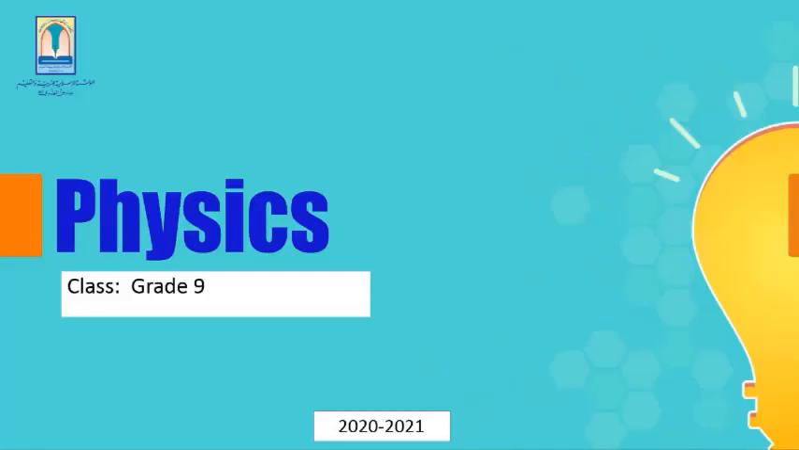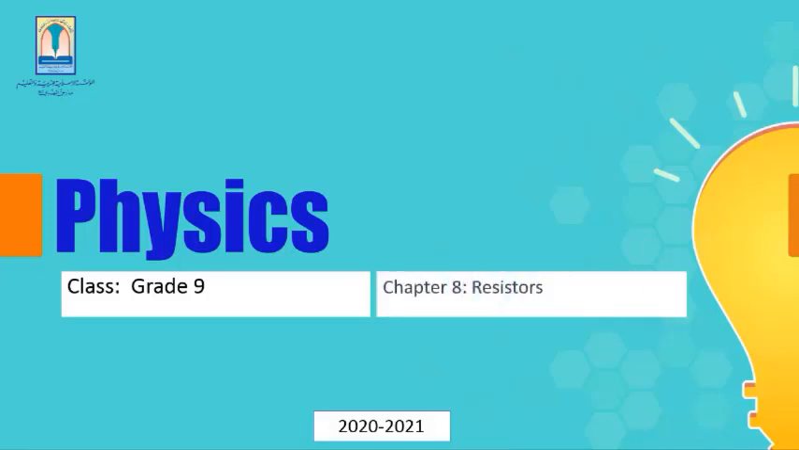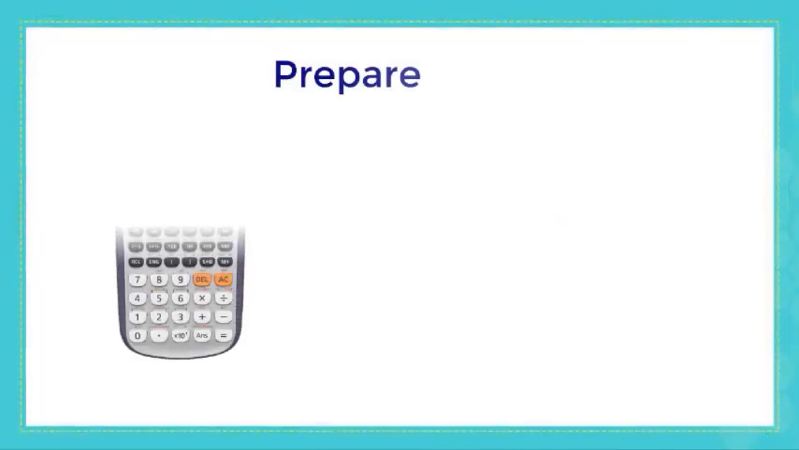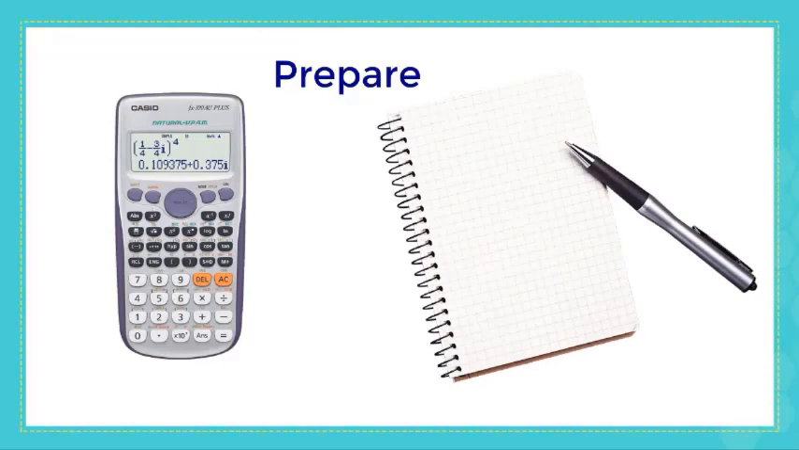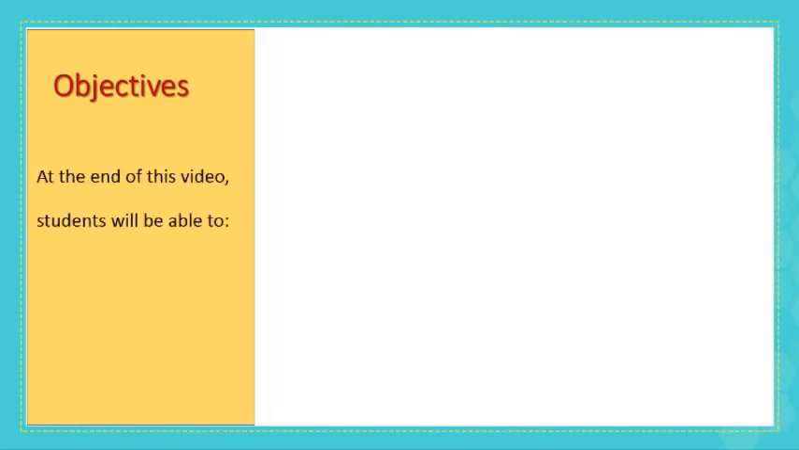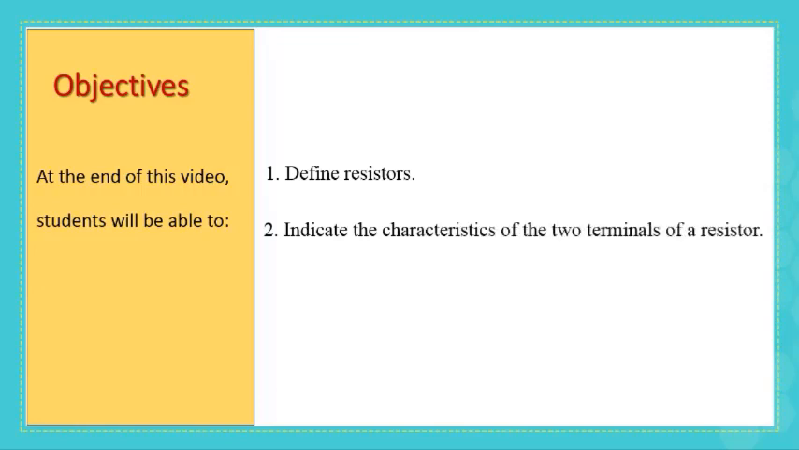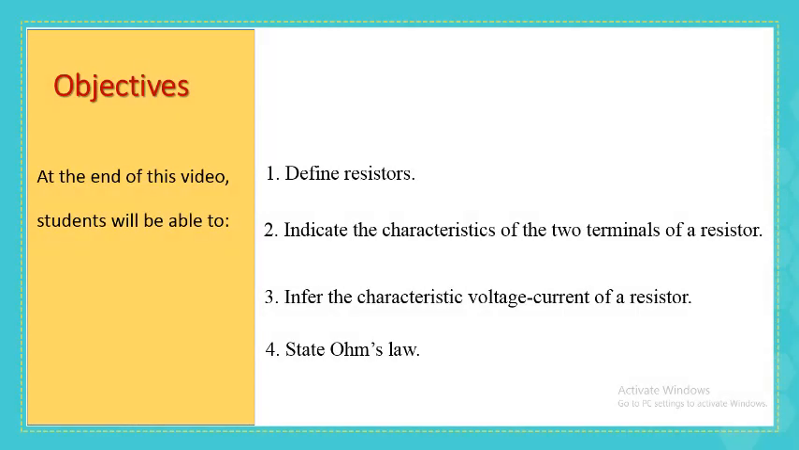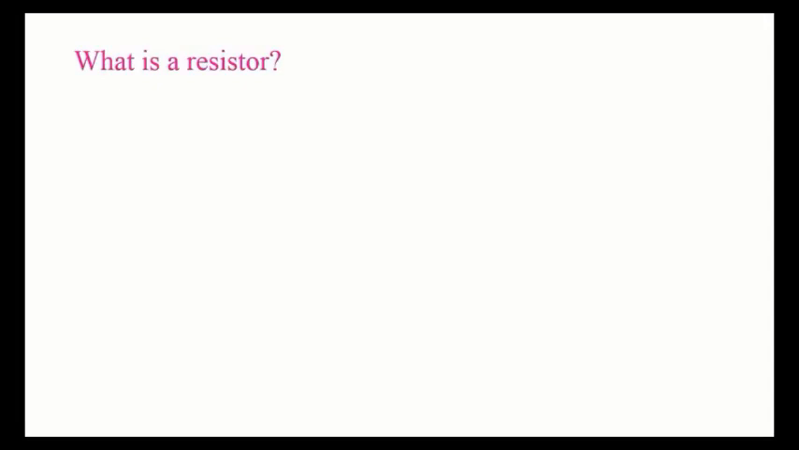Hello dear students, in this video we will explain a new physics chapter which is resistors. Let's list the objectives together. Define resistors, indicate the characteristics of the two terminals of a resistor, infer the characteristics voltage current of a resistor, state Ohm's law.